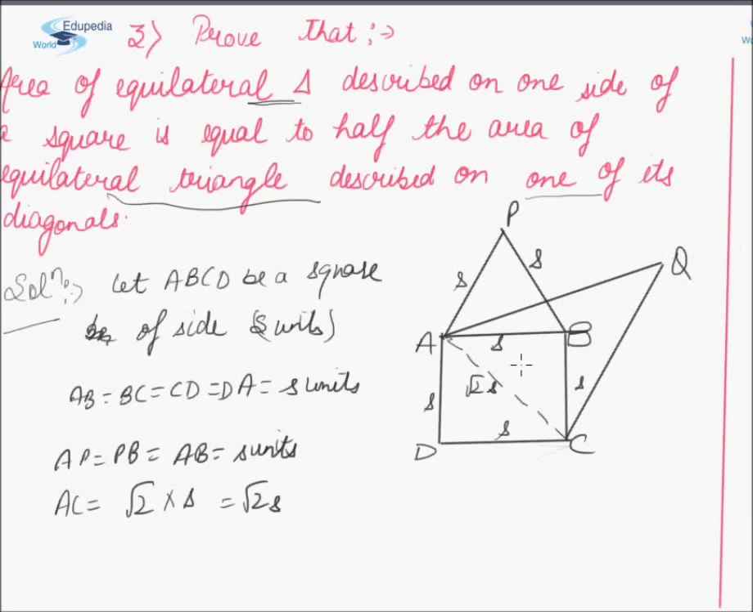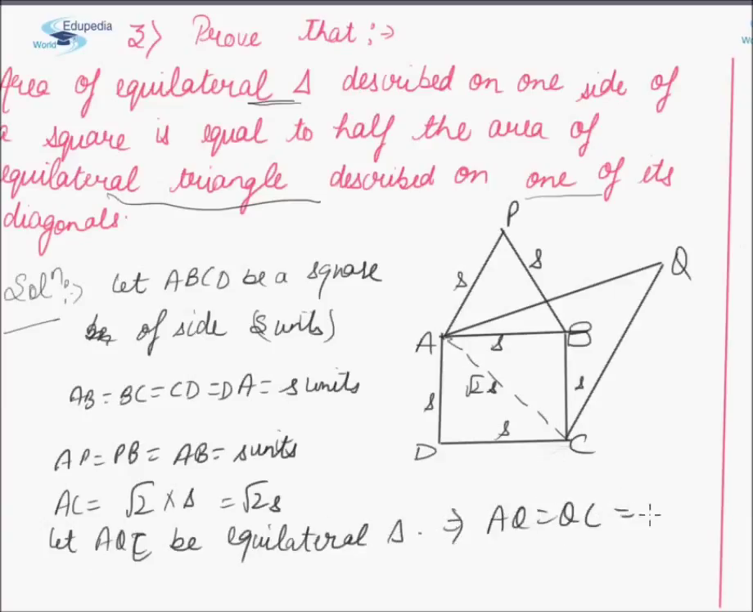let AQC be an equilateral triangle. Therefore AQ is equal to QC equal to AC, that is root 2 S. We need to find out that the area of the equilateral triangle PAB is equal to half the area of triangle AQC. Thus we need the area of both the triangles.